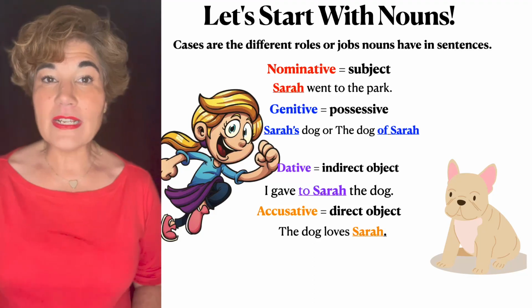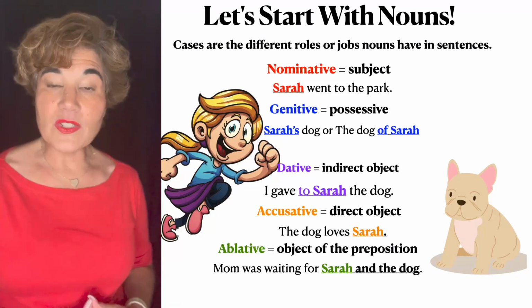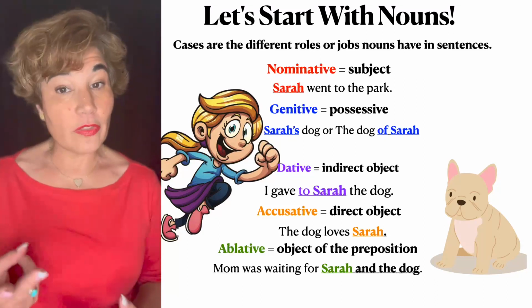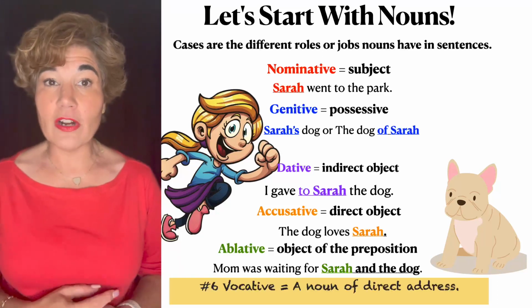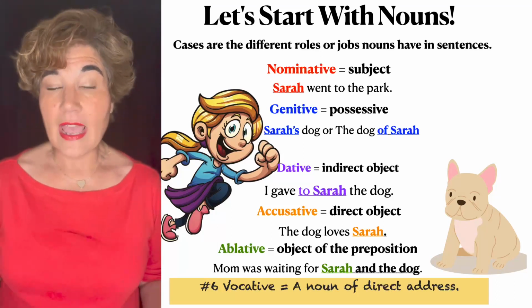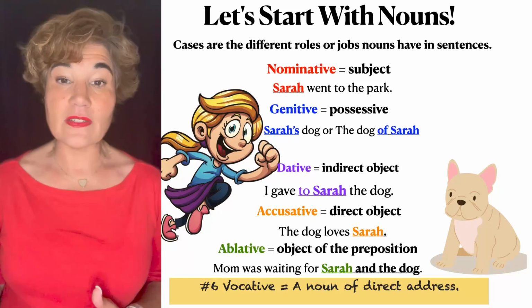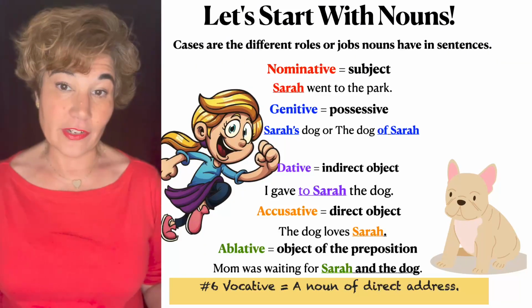And then the final one is ablative, object of the preposition. Mom was waiting for the dog, for Sarah and the dog. Now they're both prepositions there. Finally, we have a vocative word, which is a noun of direct address. This is not learned until later on in your textbooks, so we are not going to address that in our review series, okay?